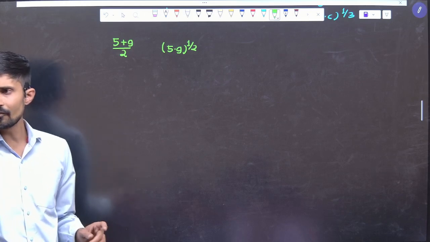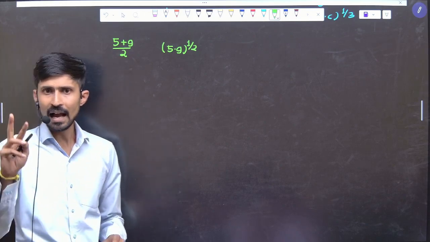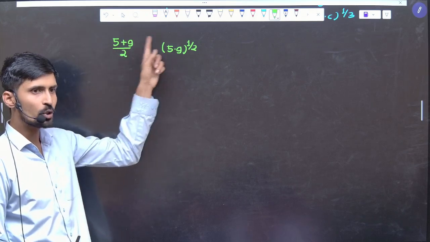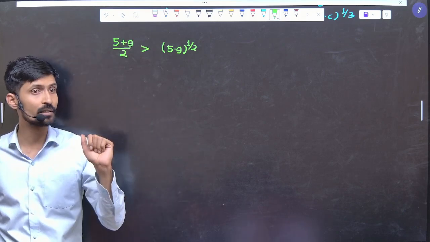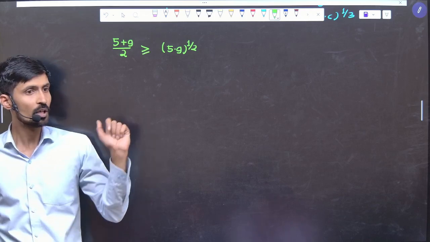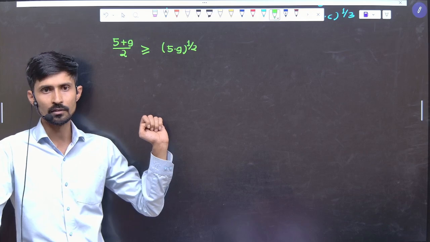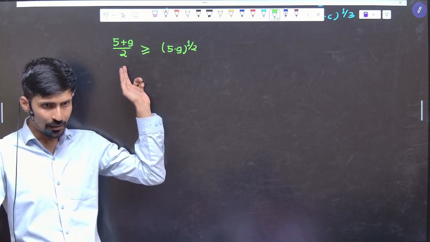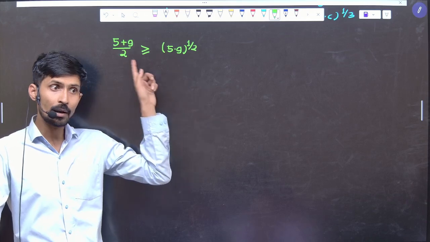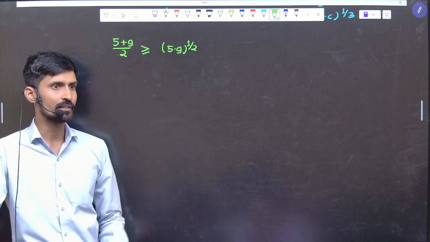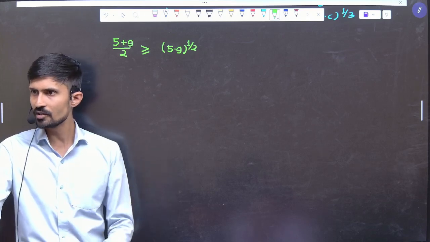Acha, tell me, 9 and 5 were two numbers. Yes? Arithmetic mean also became one number. Geometric mean also became one number. So arithmetic mean will always be greater than geometric mean, or equal to. Always remember, or both will be equal. Arithmetic mean either will be greater than geometric mean or will be equal to geometric mean. Arithmetic mean will never be less than geometric mean. That is a concept. And because inequality is coming, inequality means range only.